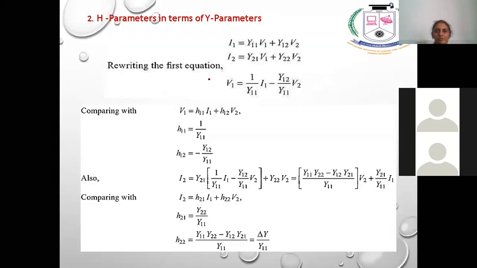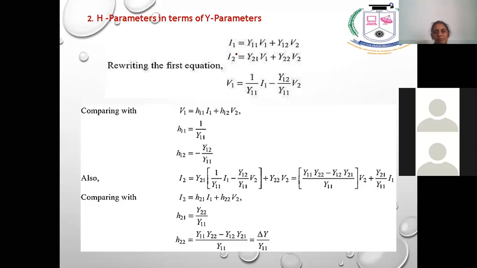H parameter in terms of Y parameter. Okay, so take down the Y parameter equations. I1 is equal to Y11 V1 plus Y12 V2. And I2 is equal to Y21 V1 plus Y22 into V2. Now compare this with the H parameter equation. Whichever is not similar, you are going to take that equation. So the first equation is not similar. I will take the first equation and rearrange. So V1 is equal to 1 by Y11 into I1 minus Y12 by Y11 into V2.